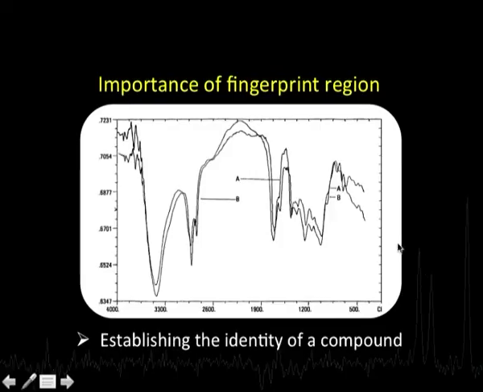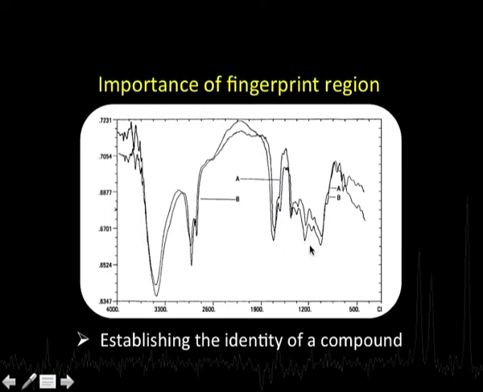What do I do? I run the IR spectrum of this authentic sample of aspirin. On the same chart, I take the sample which I have prepared and run its spectrum. If it happens to be aspirin, then you will find that in this fingerprint region, the two spectra overlap extensively. And if the fingerprint regions of the two spectra are identical to each other, we say the molecules are identical. So, that is the importance of this fingerprint region. We may have variations in the other parts, but this portion will remain the same.